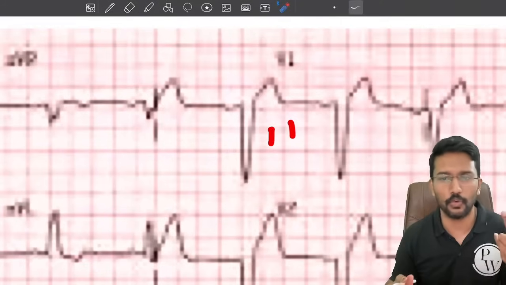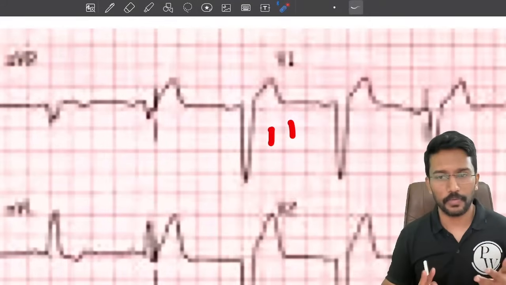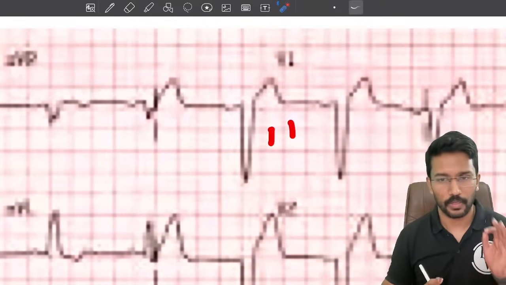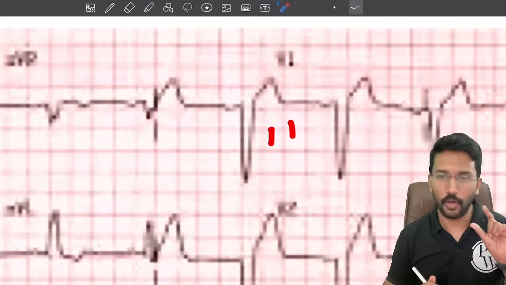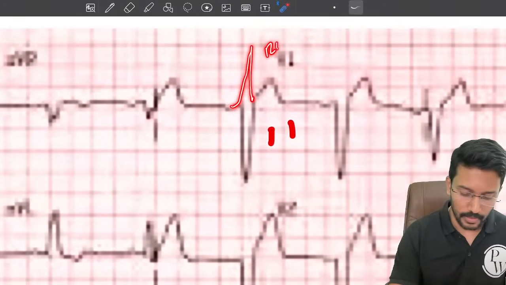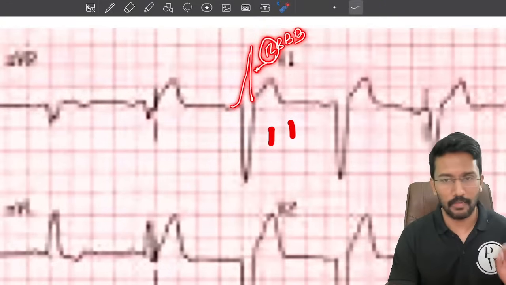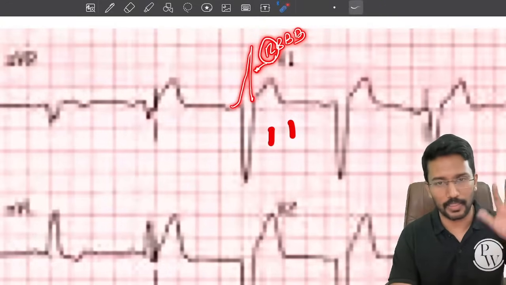So mainly I have two differentials: RBBB, LBBB. Now how to differentiate? I gave you the simplest clue, right? Look for which is the predominant wave in V1. If R is the predominant wave, then it is RBBB. Easy to remember, R for RBBB. In V1, if R is the dominant wave, then it is RBBB.